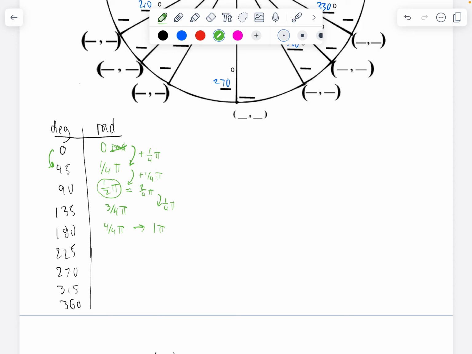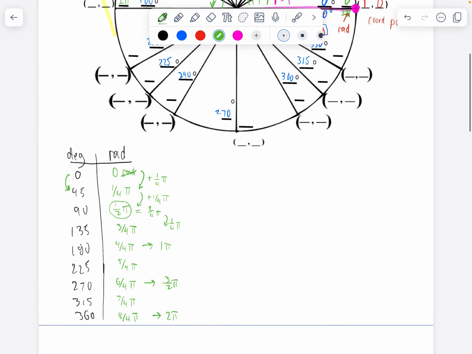Okay, so let's keep going. 4/4 plus another fourth is 5/4. And then 6/4. And then 7/4. And 8/4. And so let's simplify some of these. We know 6/4 you can reduce to 3/2. And 8/4 we know is the same thing as 2 pi. So let's just fill this information in.